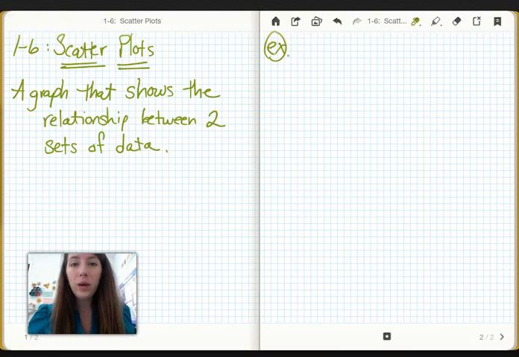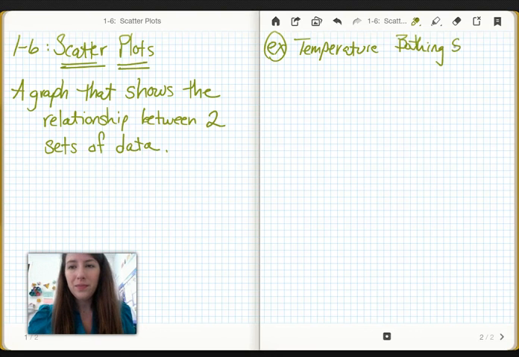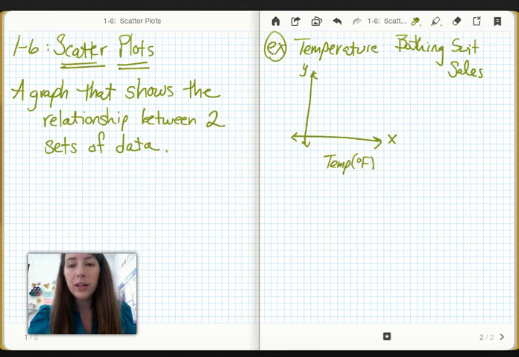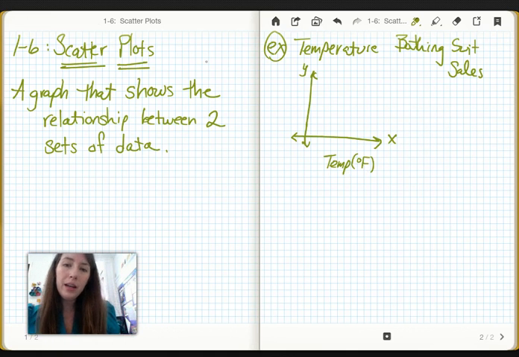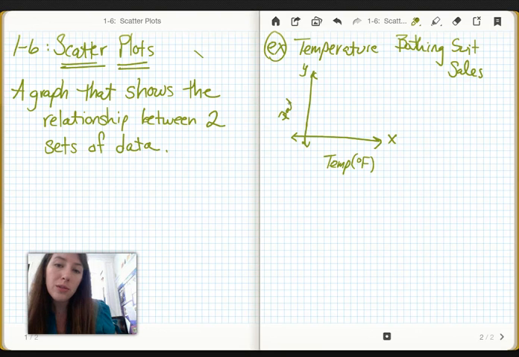Let's say that we want to know if a relationship exists between the temperature outside and bathing suit sales. Now I'm going to draw a really quick and dirty graph here. Feel free to do the same. Okay, X and Y, let's label our axes. And here I have the outside temperature. Let's say we will look at it in terms of degrees Fahrenheit. And over here I have bathing suit sales.